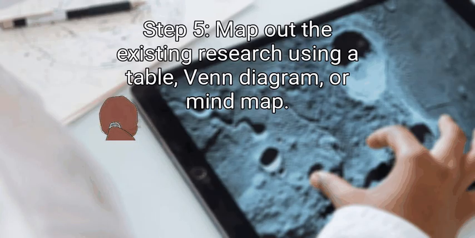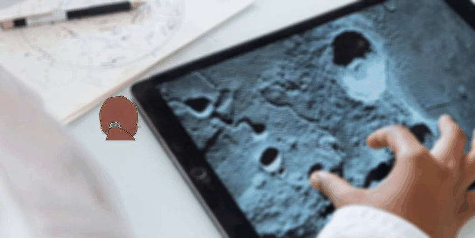Finally, map out the existing research using a table, Venn diagram, or mind map. While this is optional, creating a chart or table may help you better understand the literature. Additionally, it could help you identify common themes and areas that are underdeveloped. This might help you find a research gap.